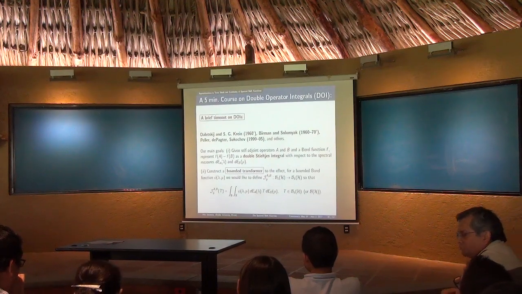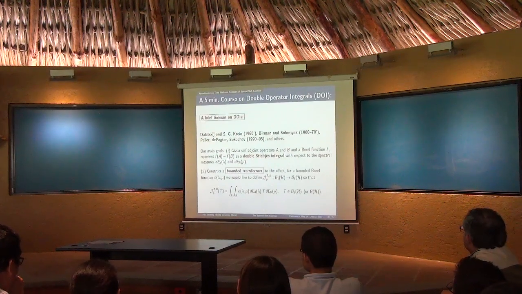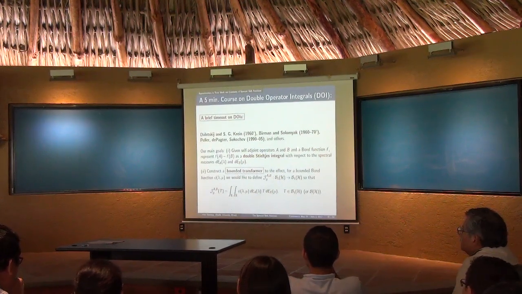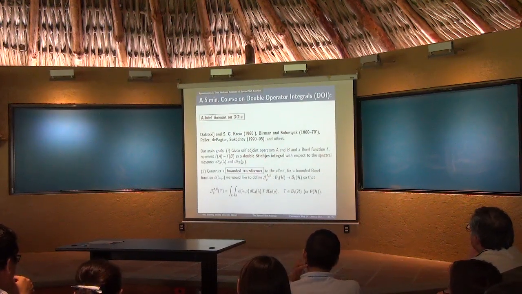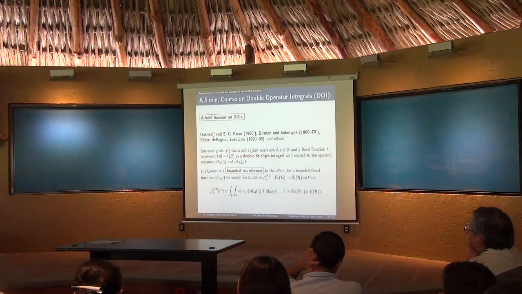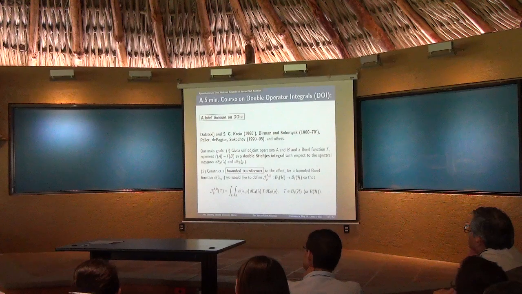So what's the main goal in this game? Well, you have two self-adjoint operators, again A and B. You have a function f, sufficiently nice. Try to represent the difference of functions f(A) and f(B) as a Stieltjes integral, a double Stieltjes integral, in terms of the spectral families of A and B. Okay, how would you get around that?